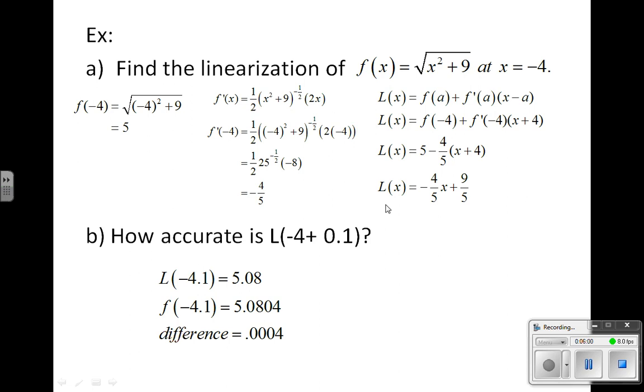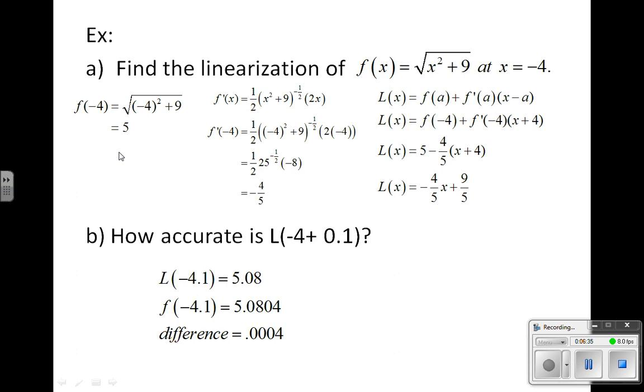If I give you an example question, here's my function, and it asks you to find the linearization at x equals -4. That means they want the equation, and the point of tangency, or the center of approximation, is -4. First of all, if I'm going to be using point slope form of a line, I need the point (x, y) and I need the slope at that point. They only gave me the x coordinate, so I need to plug the x coordinate into my function to get the y. I did that, and it came out 5. So I have the point (-4, 5).